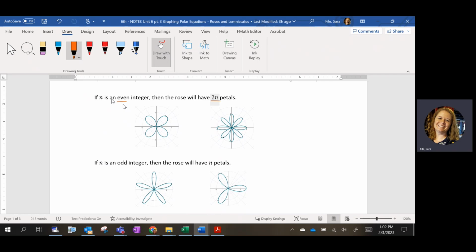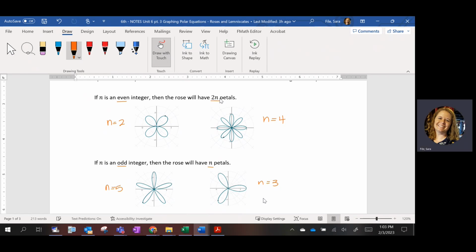Okay, sorry about that. So when n is even, you double it, and that's how many petals you have. Here there are 4 petals on this rose curve, so n was 2. There are 8 petals on this rose curve, so that means n was 4. Now these have an odd number of petals. That means their n must have been an odd integer, and that's how many petals you have. You don't double it if it's odd. So there are 5 petals, so n was 5. There are 3 petals, so n was 3.